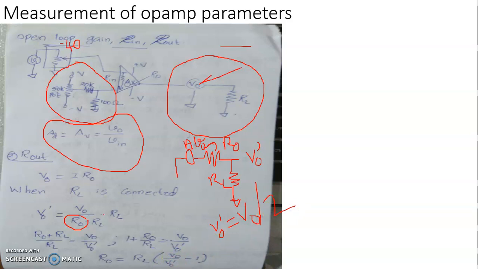If that is so, then it is VO by 2, that is VO vanishes, 1 by 2 comes to the numerator, and 2 minus 1 comes. 2 minus 1 is 1. Then RO equals RL.